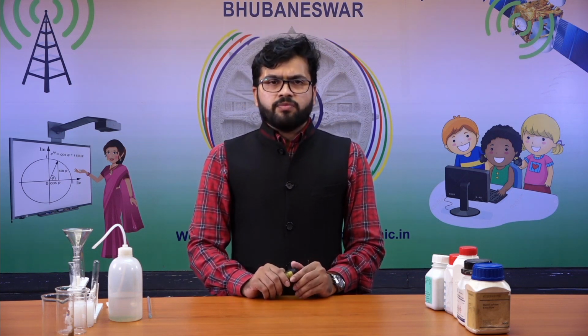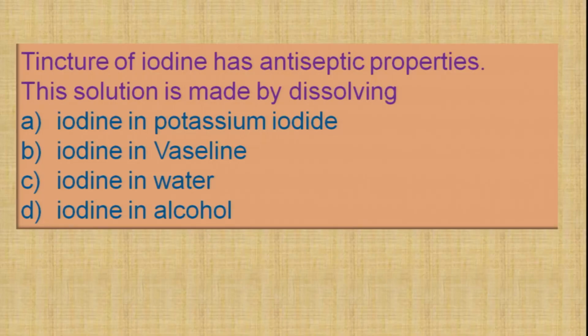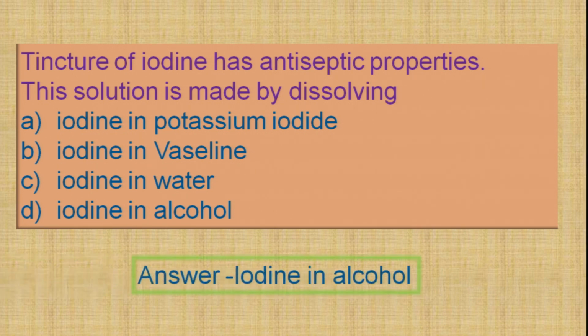The second question in front of you. Tincture of iodine has antiseptic properties. This is a solution made by dissolving. Which among the four options is correct? Option A, iodine in potassium iodide, option B, iodine in Vaseline, option C, iodine in water, or option D, iodine in alcohol. And the correct answer is iodine in alcohol.